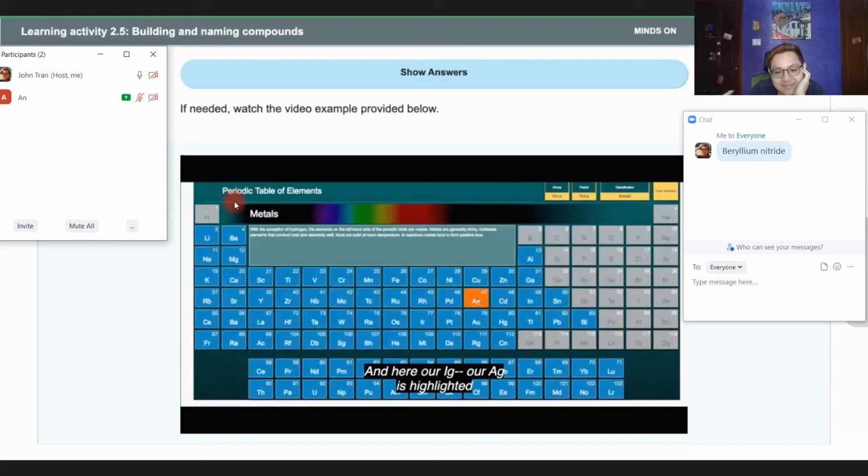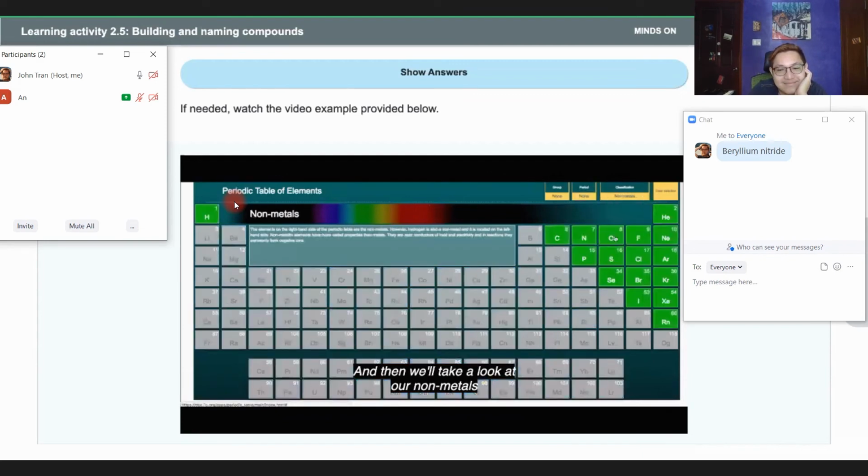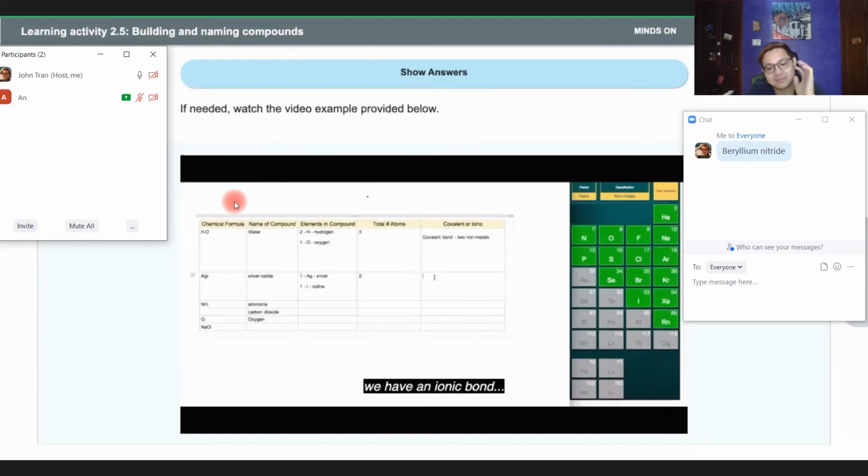Here our Ag is highlighted, so we know that silver is a metal, which makes sense. Most of us probably could have guessed that one. Then we'll take a look at our non-metals, and here is our iodine. So we have a metal and a non-metal bonding in this case. When we have a metal and a non-metal, we have an ionic bond. So a metal and a non-metal bonding together create an ionic bond.